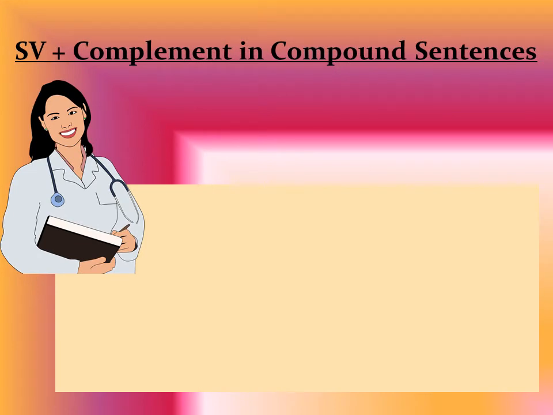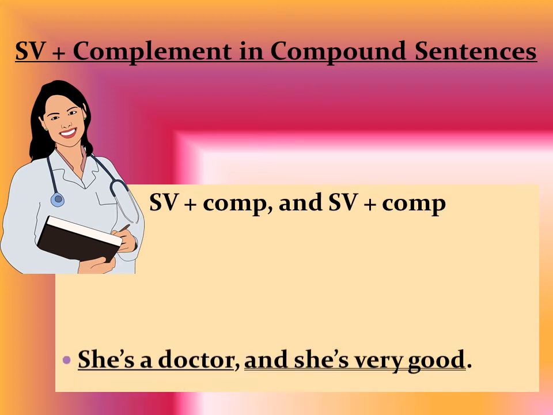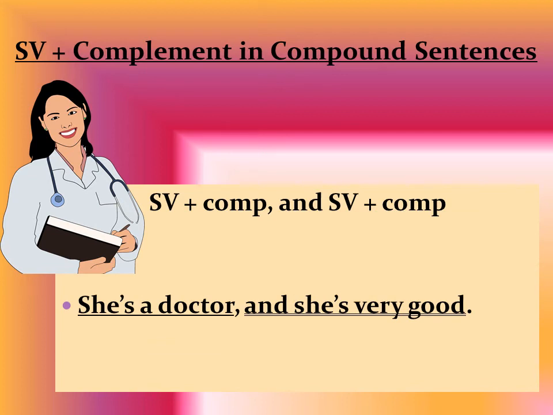And the same thing again when we have subject and verb plus complement in compound sentences. We have subject and verb plus complement and subject and verb plus complement, which goes together. I would say she's a doctor and she's very good. I wouldn't say she's a doctor and she's very good. No, I want to keep my chunks together. She's a doctor and she's very good.